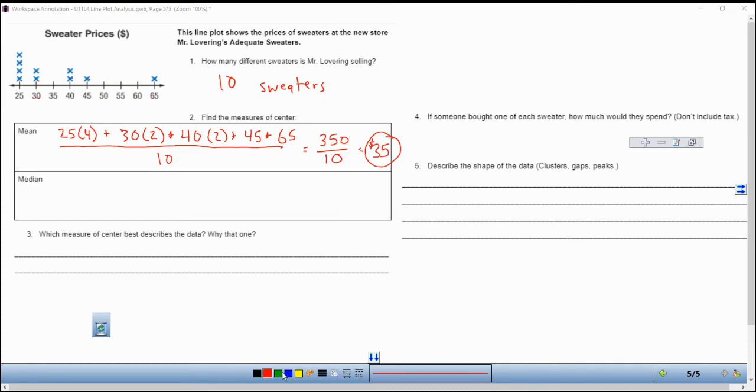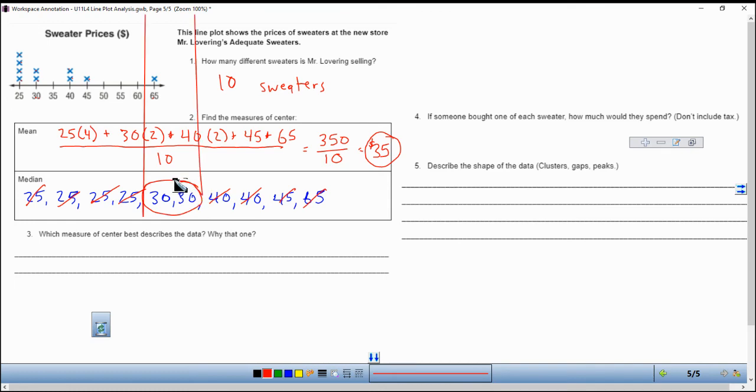All right, let's try the median here. We're going to line these numbers up. We have 4 25s. We have 2 30s, 30 and 30. We have a 40 and a 40. We have a 45 and a 65. So we have 10 data points. So we're going to have 2 in the middle instead of just 1. So we're going to go back and forth, back and forth, back and forth. So we have 2 in the middle, and there they are.